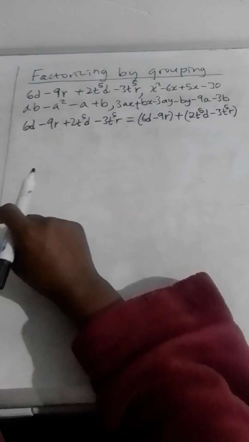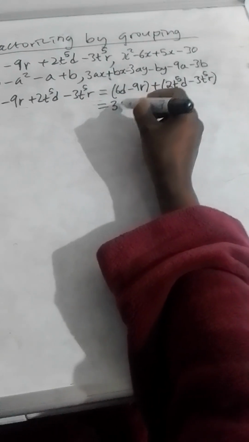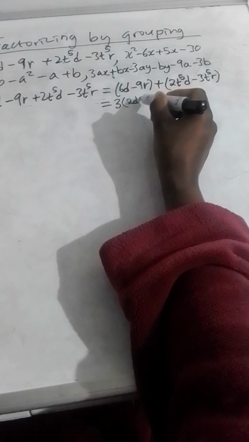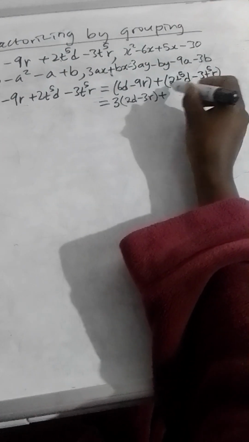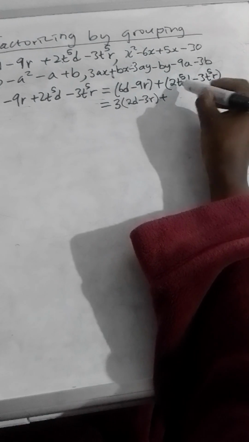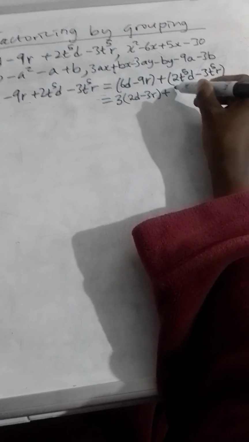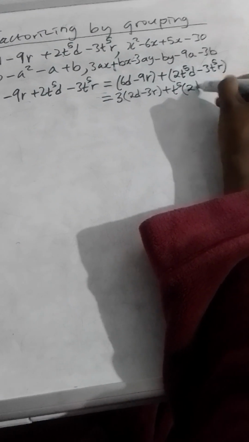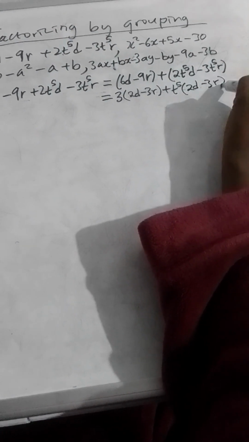Okay. Then from there, now that you have grouped them, you factorize each pair. Here the highest common factor is 3, so we're going to be left with 2d minus 3r. And then plus, here the highest common factor is t to the power 5. So we're going to have t to the power 5 into 2d minus 3r.